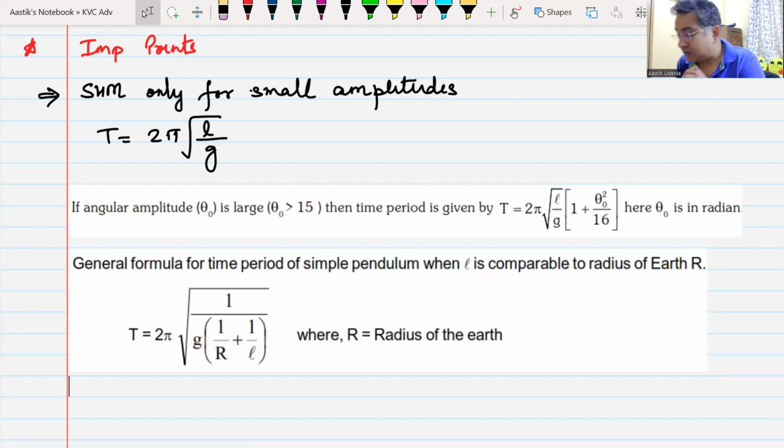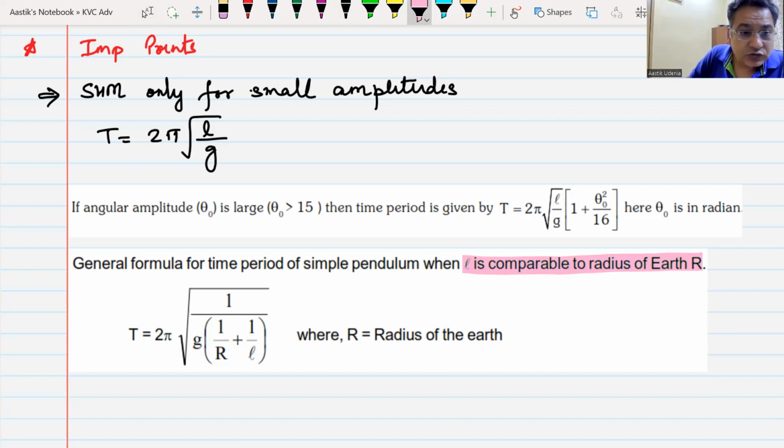Now, if the length of this pendulum is comparable to the radius of earth, or when the length becomes very large, the value of g changes. Do we understand this? We cannot take g as constant, and therefore the formula looks like this. You should remember this and not forget this, whatever happens, my dear friend.